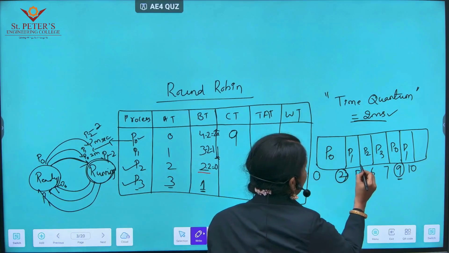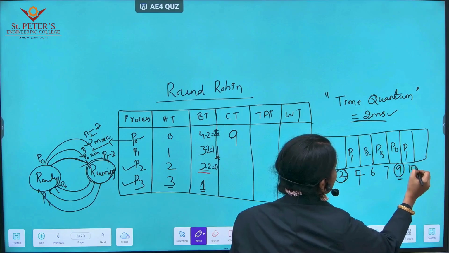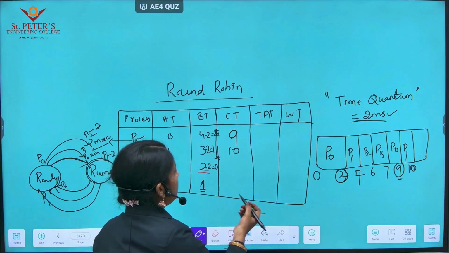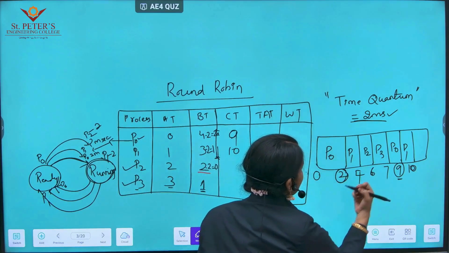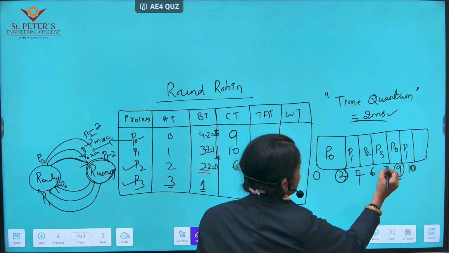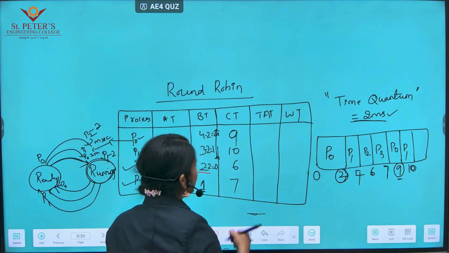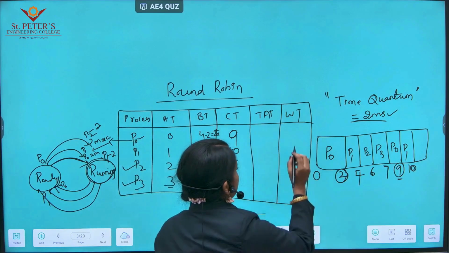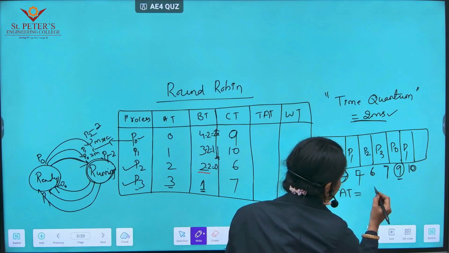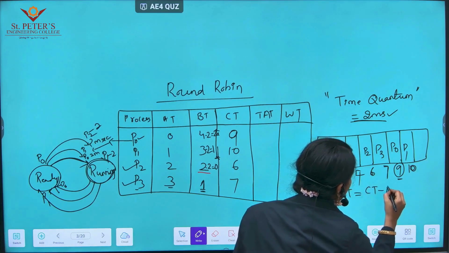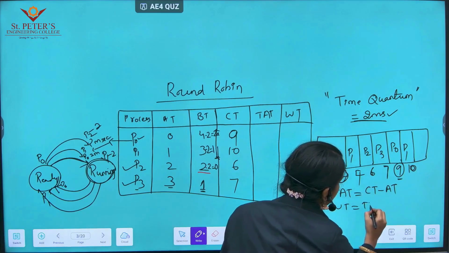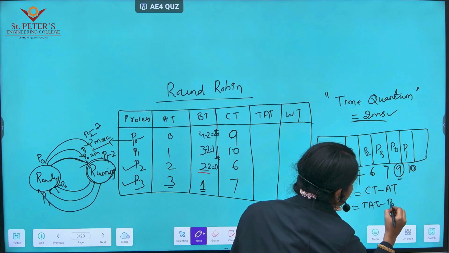Next, P1: how much time does it take? That is 10 milliseconds. Next, P2 is completed at 6. P3 took 7 milliseconds to complete the process. The turnaround time formula is completion time minus arrival time. The waiting time formula is turnaround time minus burst time.